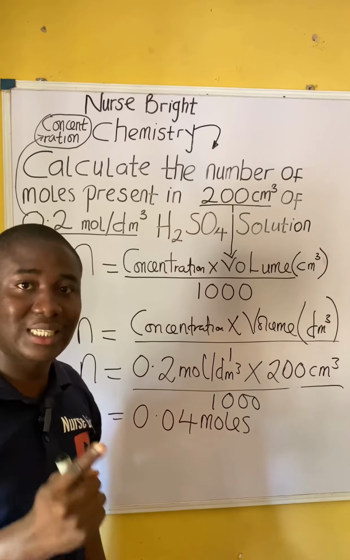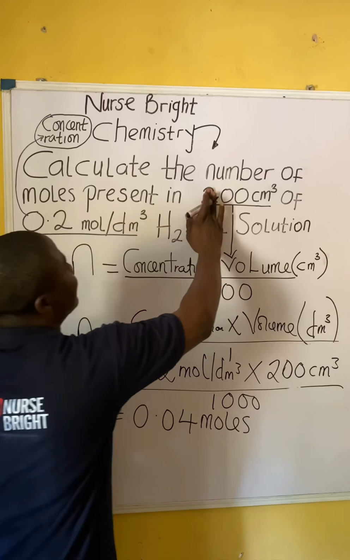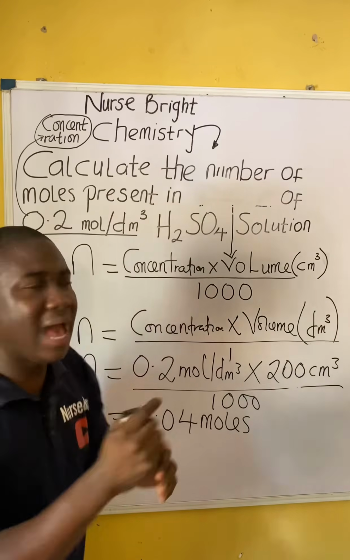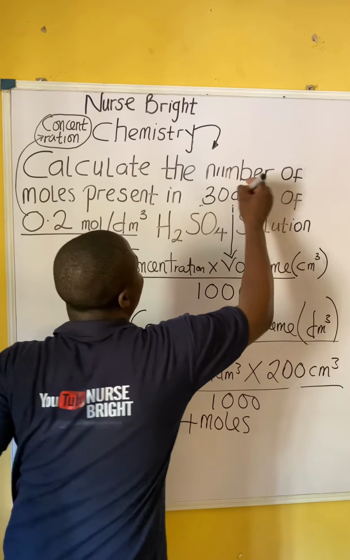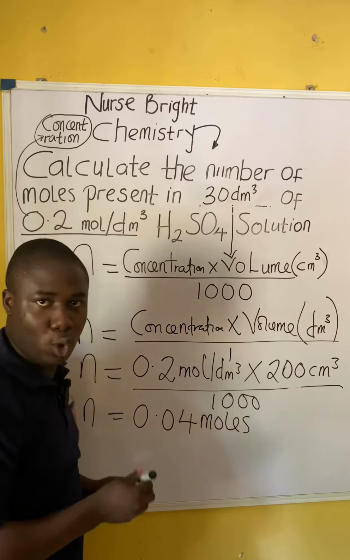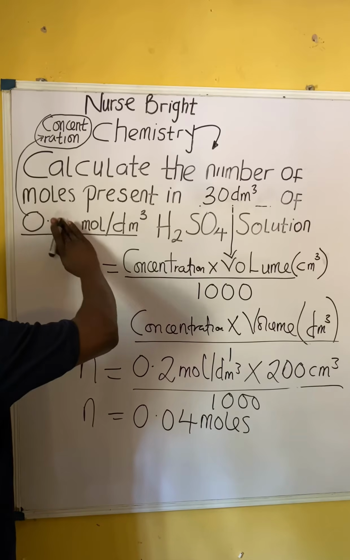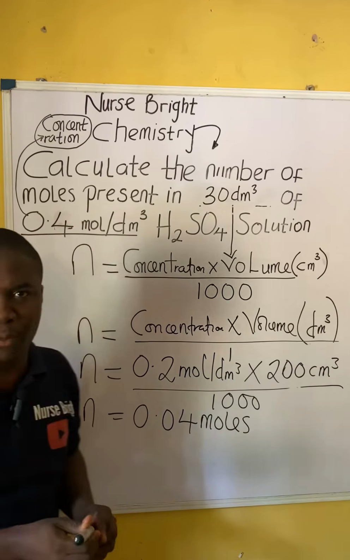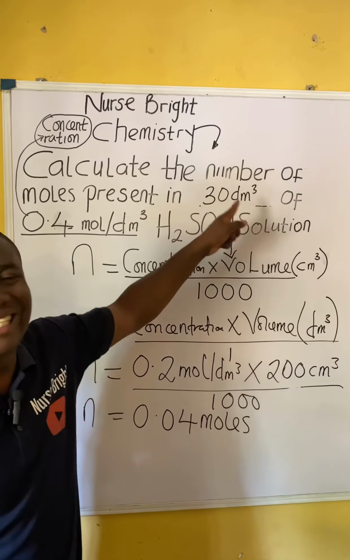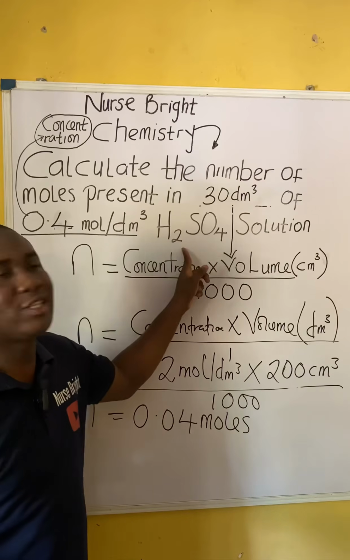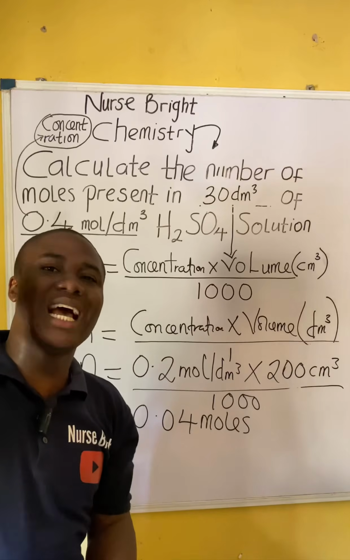Now, here is your own practice question based on what I just explained. You are still to calculate number of moles, but in this case the volume will change from being in cm cube to, let's say, 30 dm cube. So you can see the volume is now in dm cube. Let me change the concentration to 0.4 moles per dm cube. So this is your practice question. Ensure you calculate the number of moles present in 30 dm cube of 0.4 moles per dm cube H2SO4 solution.